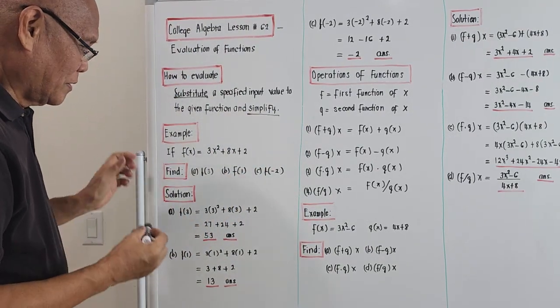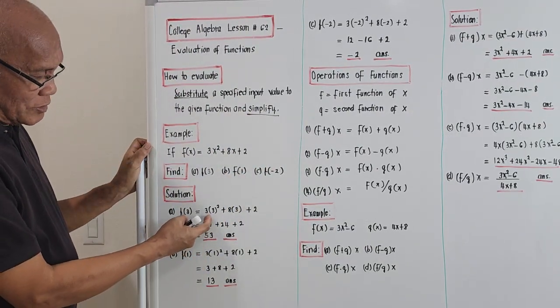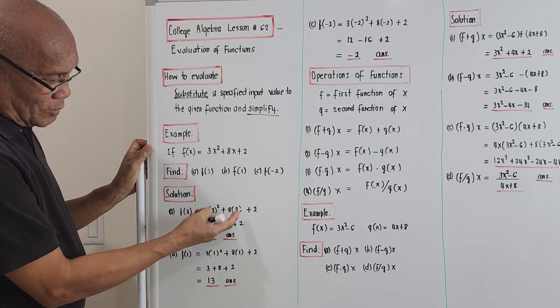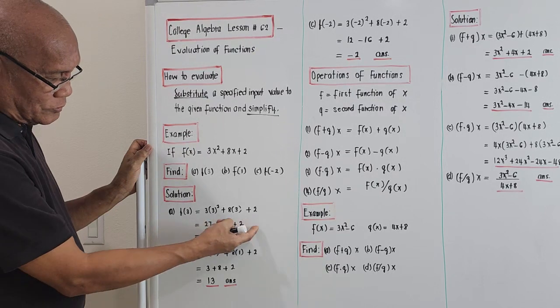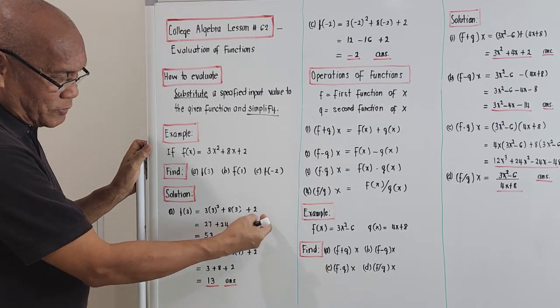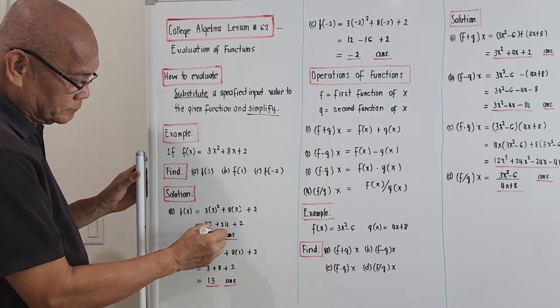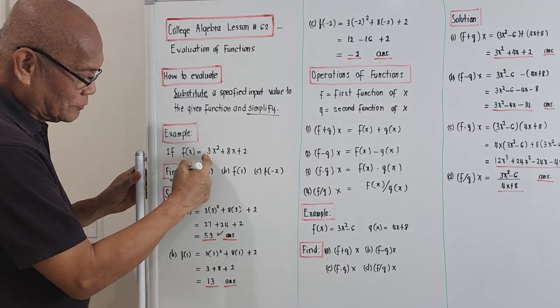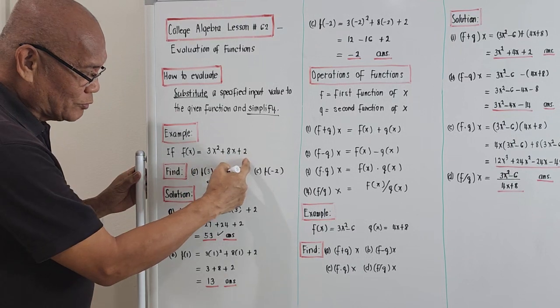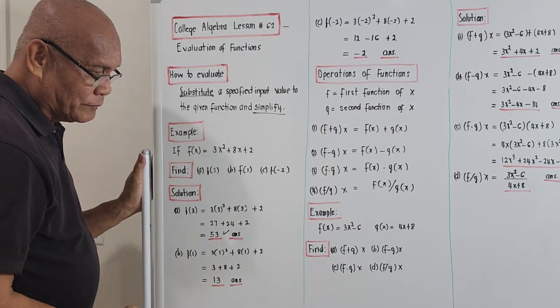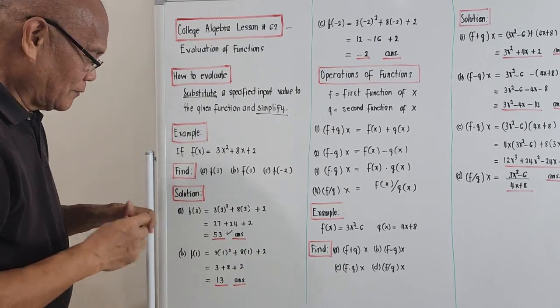Right? So 3 squared is 9 times 3, that will be 27. 8 by 3 will be 24 plus 2. Taking the algebraic sum, the answer will be 53. So the given function 3x squared plus 8x plus 2, when x is equal to 3, the value of the function is 53. As simple as that one.